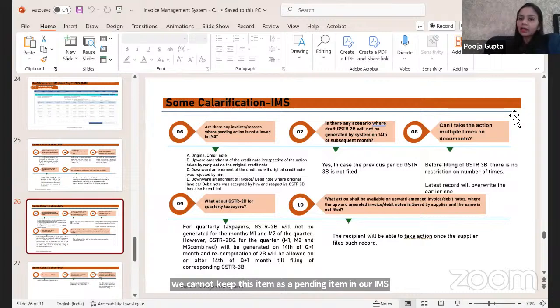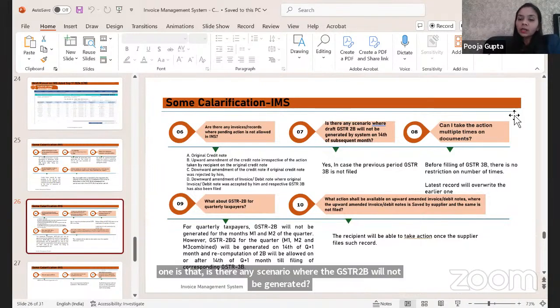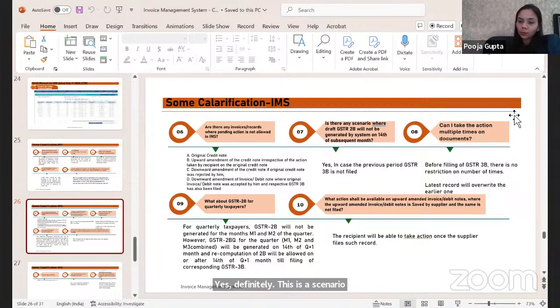Next one is, is there any scenario where the GSTR2B will not be generated? Yes, definitely, there is a scenario. It might be possible GSTR2B may not be generated because we have not filed the GSTR3B of the previous month. That might be the reason. It has become a sequential part. First, we have to furnish our compliance of the previous period and then we can go forward.